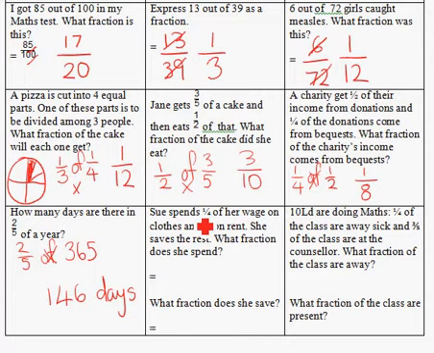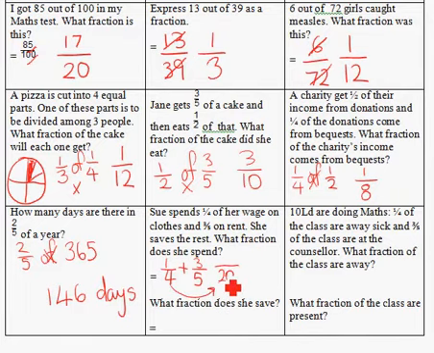Okay, Sue spends 1/4 of her wage on clothes and 3/5 on rent. She saves the rest. What fraction does she spend? So she spends 1/4 on clothes plus 3/5 on rent. We need a common denominator. I think we'd probably use 20ths. Now we're going to struggle to fit this in down here, so I'll try and write small.